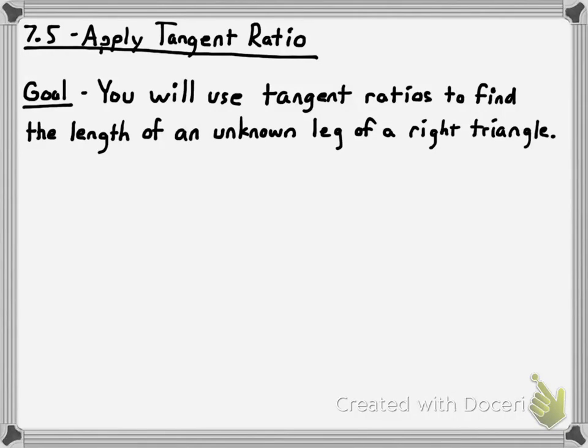Hello, hello, hello. All right, we're going to learn today about something that's pretty powerful, actually. We're going to begin the process of learning about what are called triangle ratios, right triangle ratios in particular. And in this video, we're going to focus on the right triangle ratio that's known as the tangent ratio. And the goal is that you will use the tangent ratios to find the length of an unknown leg of a right triangle.